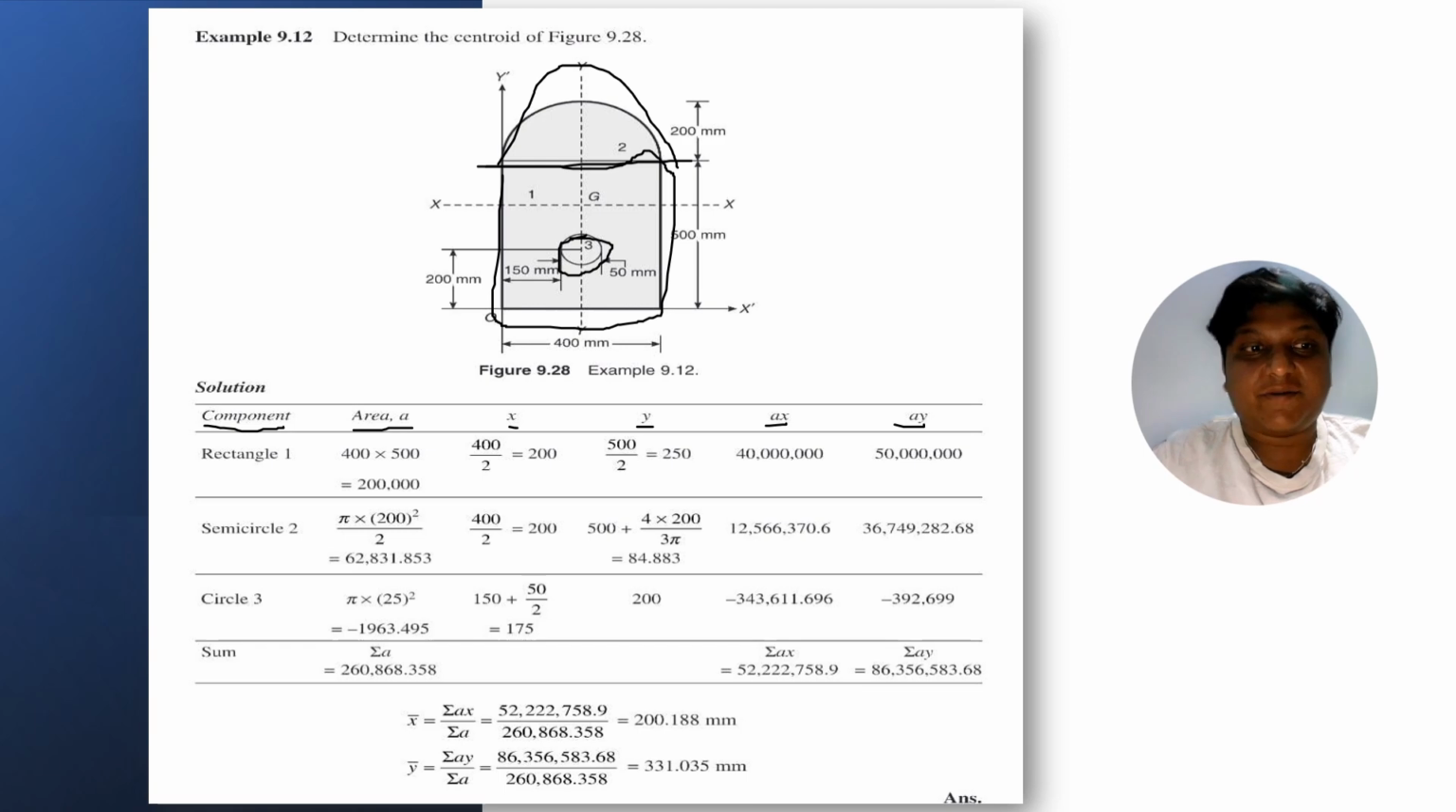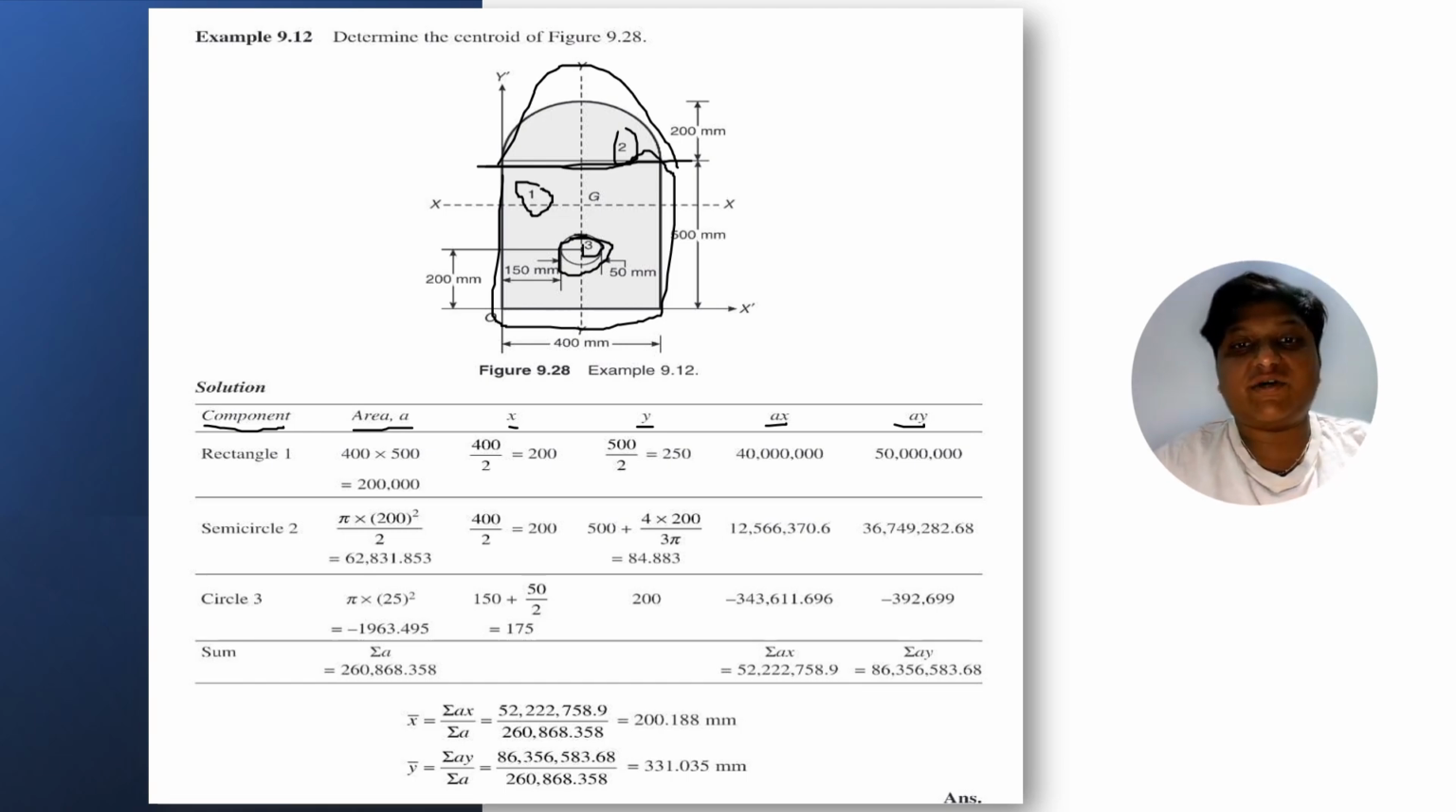Next, the thing which we do is nothing but we number the figures. So they have numbered over here. They have given rectangle as number 1, semicircle as number 2, and the circle inside to be number 3.